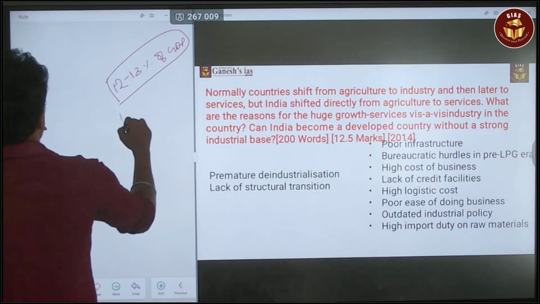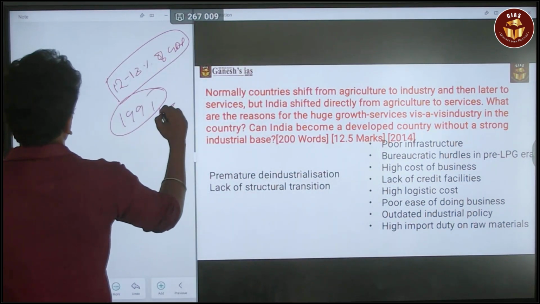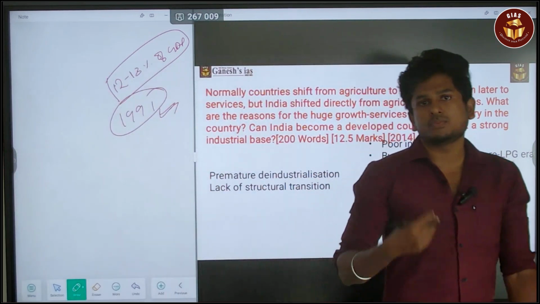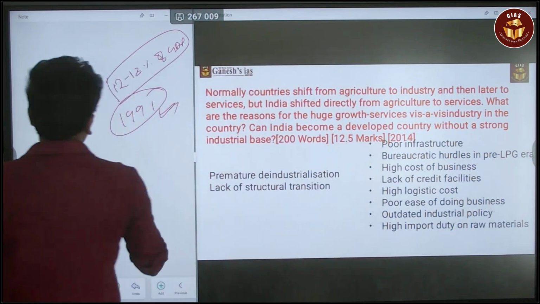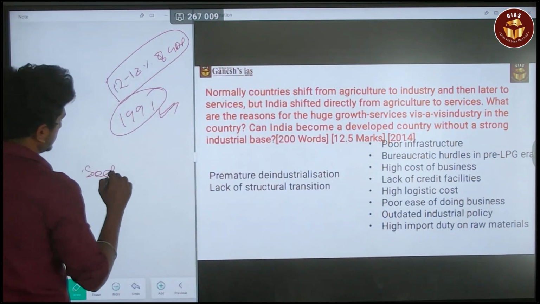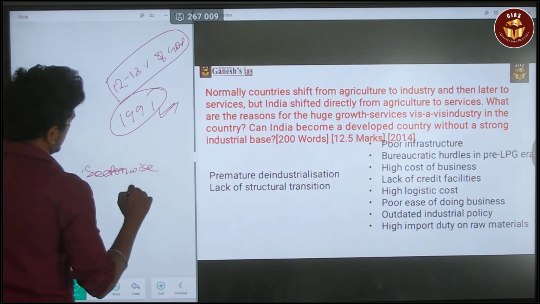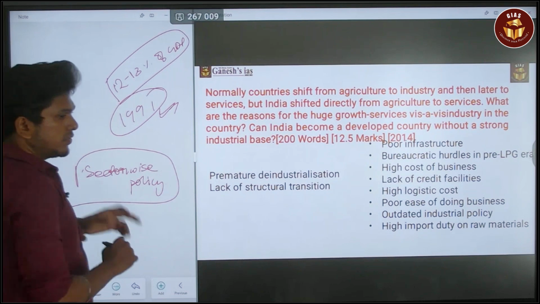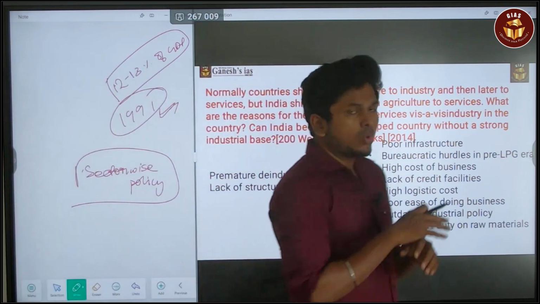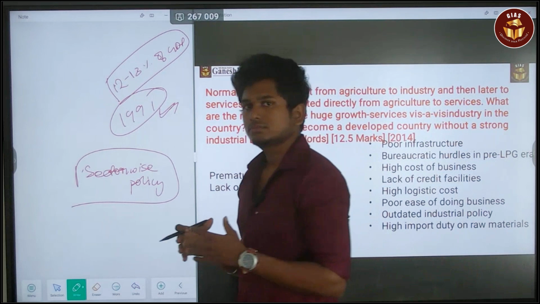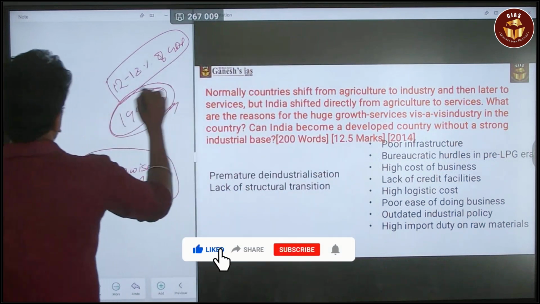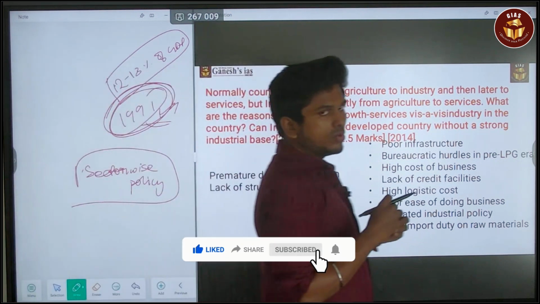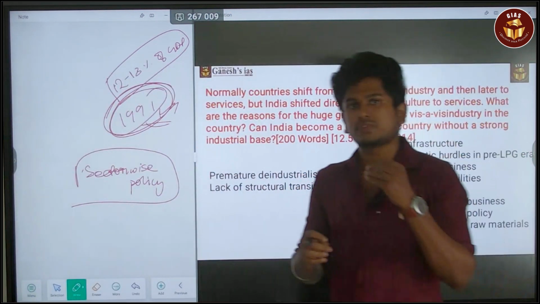Exactly. The last industrial policy was announced in 1991. Afterwards, there is no new industrial policy. In the present day, what we are doing is sector-wise policies. Even though we are doing sector-wise policies, there is a need for a holistic industrial policy. The last holistic industrial policy was given in 1991. Afterwards, there is no new industrial policy. That is one of the major issues.